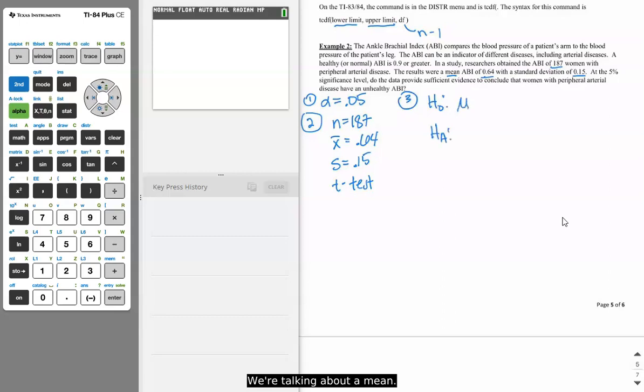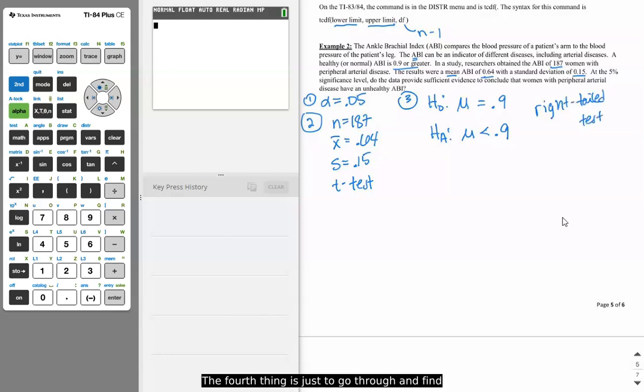So the third thing, we're going to write the null and the alternative. And we're talking about a mean, so we have mu. It's saying it's 0.9 or greater. So if it's 0.9 or greater, that means the null is equal to 0.9 or greater. So my alternative then should be less than 0.9. My null always includes that idea of equal to. Since it says 0.9 or greater, that's in my null, and my alternative will just be less than. So this is going to be a right-tailed test.